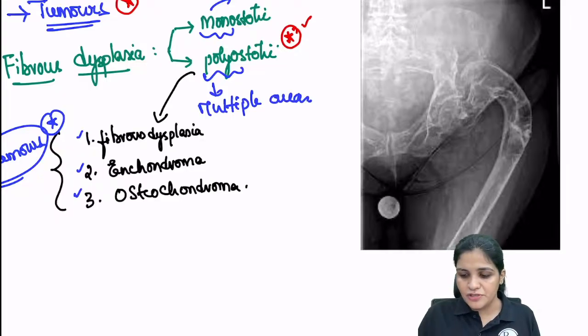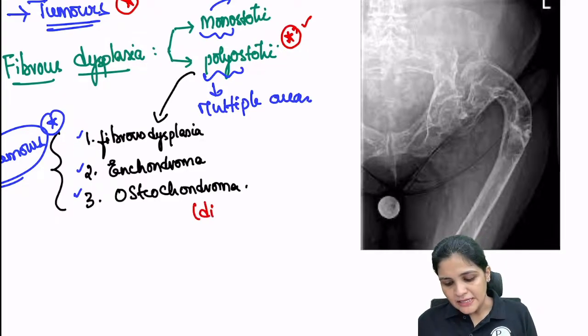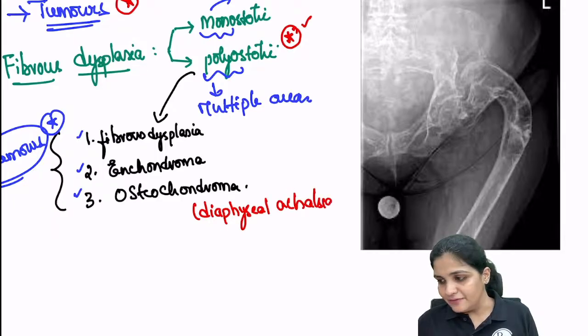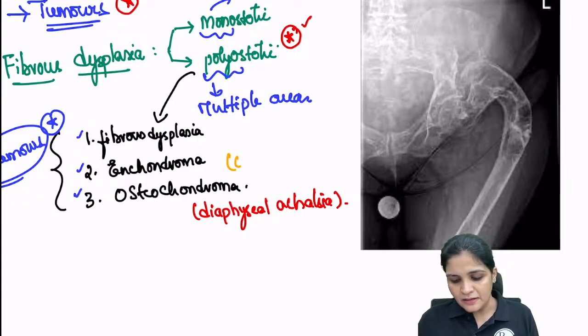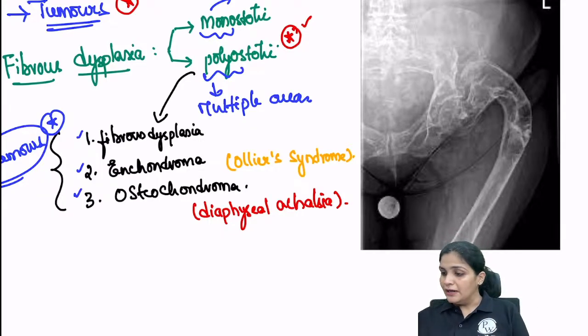So osteochondromatosis, what is the other name given to this? This is called diaphyseal achalasia. And enchondromatosis, multiple enchondromas, is Ollier's disease or Ollier's syndrome. Okay, so these are the points which you have to remember.